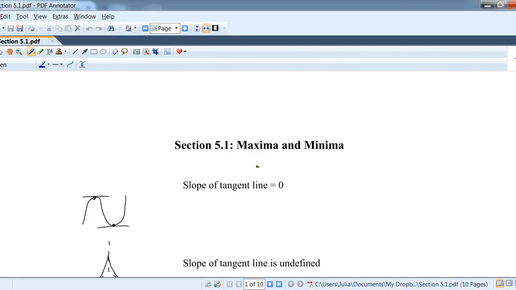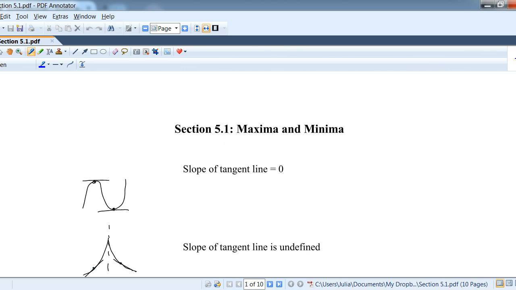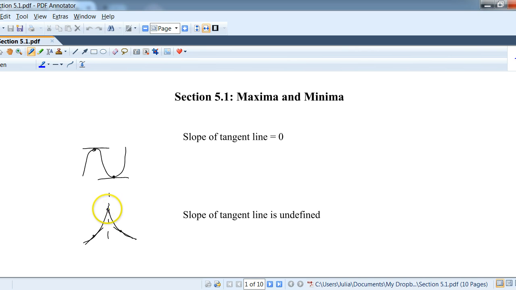Hi, in this section we'll talk about how to use the derivative to find maxima and minima. If you draw a function, at either a maximum or a minimum point, for example, you can see that the slope of the tangent line may be 0, which is actually the derivative, if you recall, f prime of x, or it could be vertical, which is undefined, like at this sharp or cusp point.